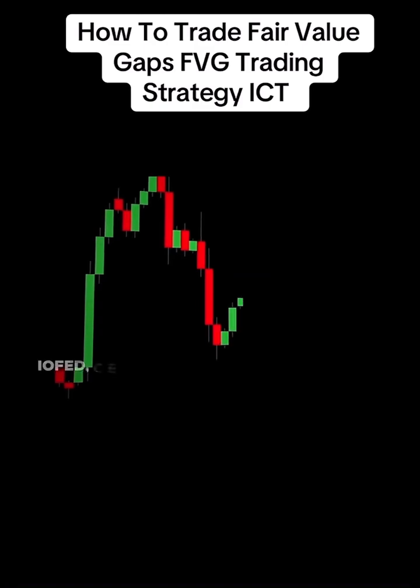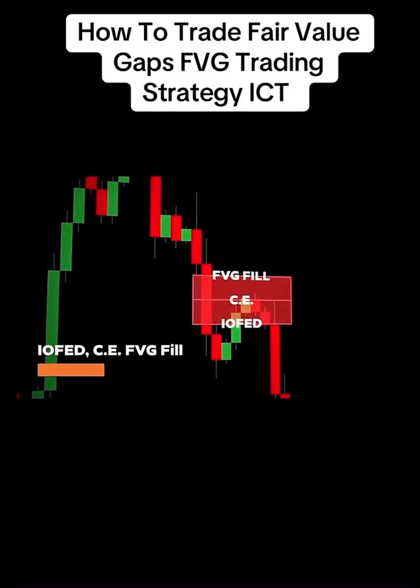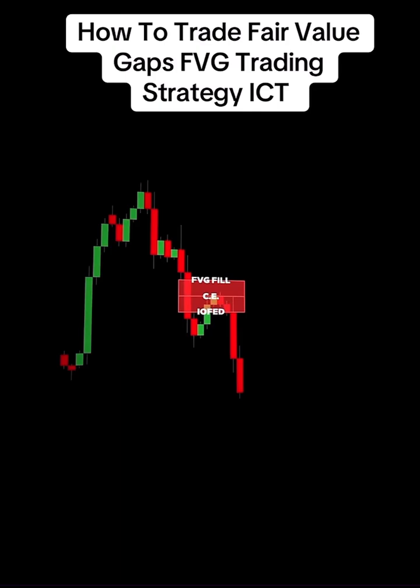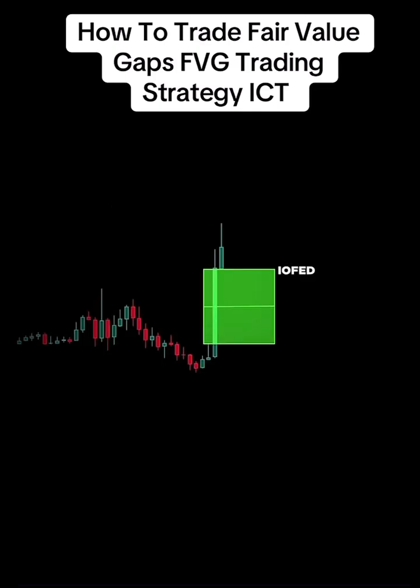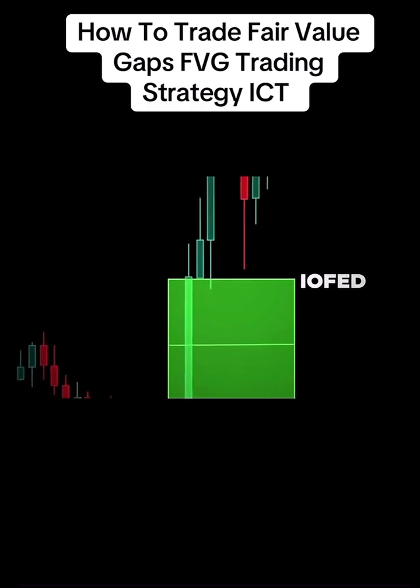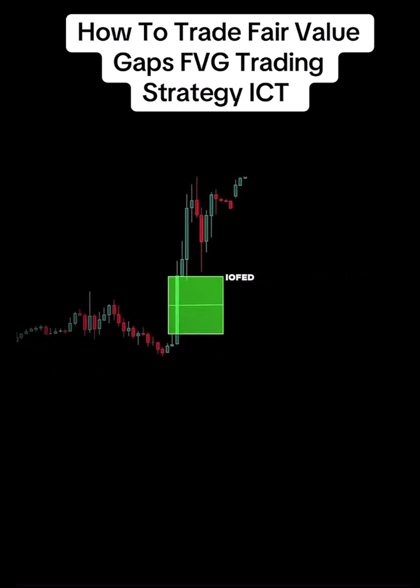Now, most people don't know this, but there are actually 3 different levels of fair value gaps that you can look for to take better trades. The first is IOFED, which stands for Institutional Order Flow Entry Drill. This is when price barely reaches into a fair value gap before expanding away from it. It's best used when there's heavy momentum in the market with large, energetic candlesticks.